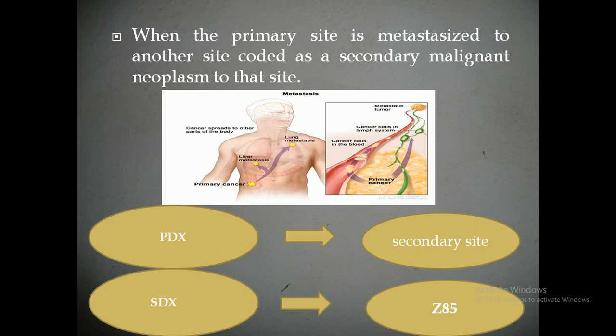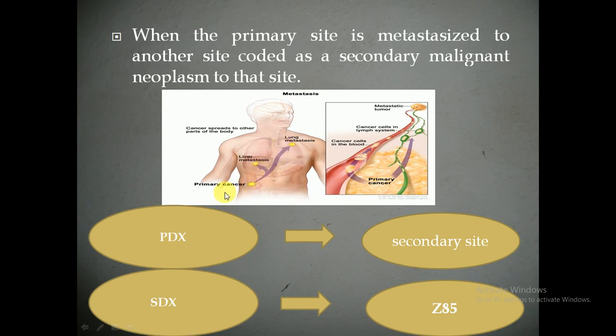Whenever the primary site has metastasized to another site, that is the secondary malignant neoplasm site. Here in the image, suppose this colon location is a primary cancer. It is starting from here. Whenever the starting point is set, we call it a primary cancer, right? And this is spreading to the liver and lungs. Metastasis is nothing but spreading to the liver and the lungs, right?